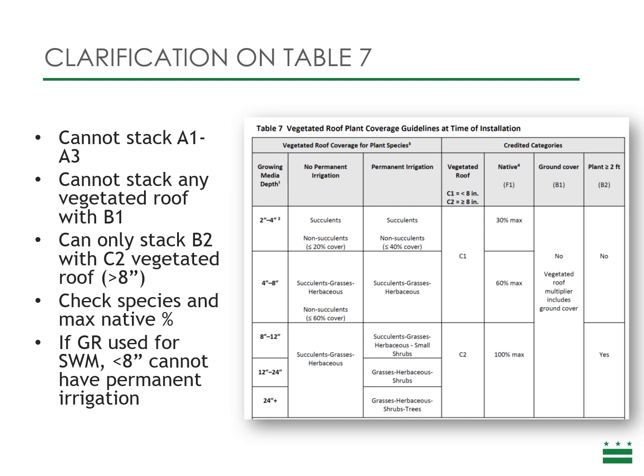You can only stack B2 plants with a C2 vegetated roof, which means that it is greater than 8 inches in media. You should check the species and maximum native plant percentages for each green roof type. And then if your green roof is used for stormwater management as well, and your green roof is less than 8 inches, it cannot have permanent irrigation.